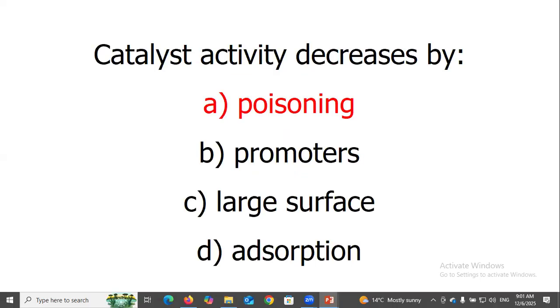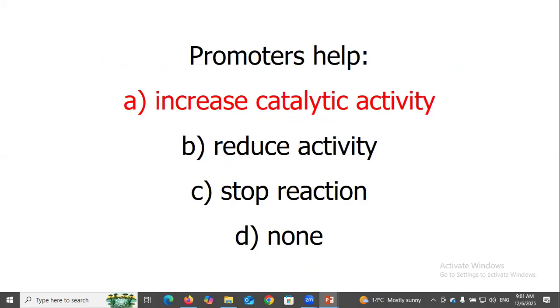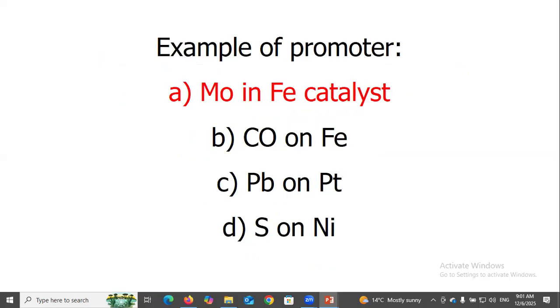Catalyst activity decreases by poisoning, promoters, large surface, adsorption. Correct option is option A, poisoning. Catalytic activity decreases by poisoning. Promoters help increase catalytic activity, reduce activity, stop reaction, none. Correct option is option A, increase catalytic activity. Examples of promoter: molybdenum in iron catalyst, cobalt on iron catalyst, lead on platinum, sulfur on nickel. Correct option is option A, molybdenum in iron catalyst.